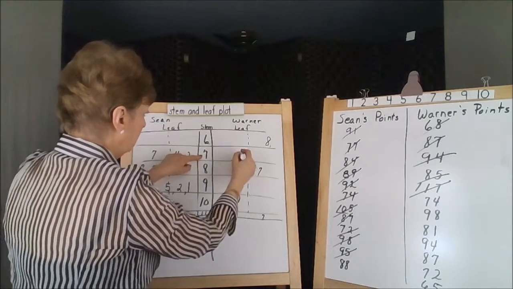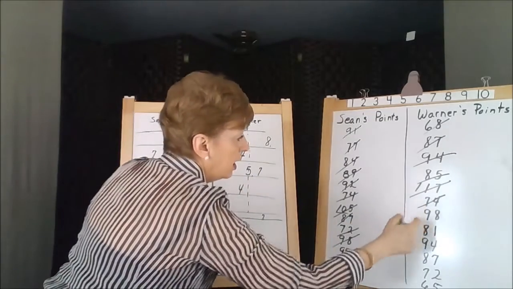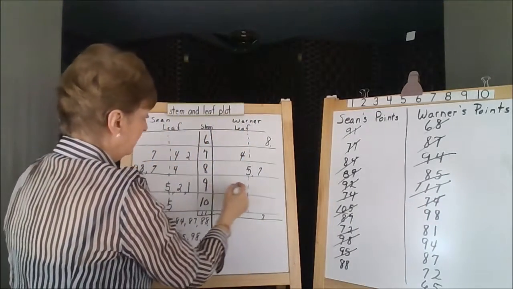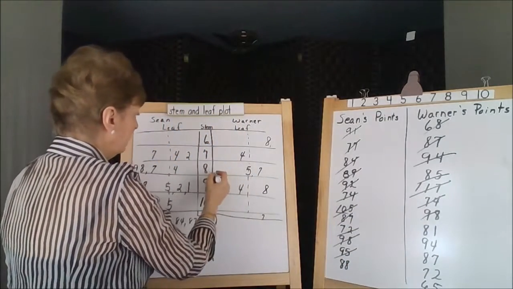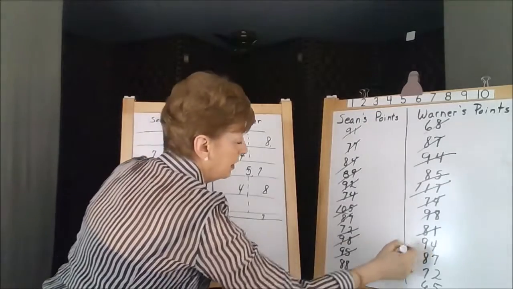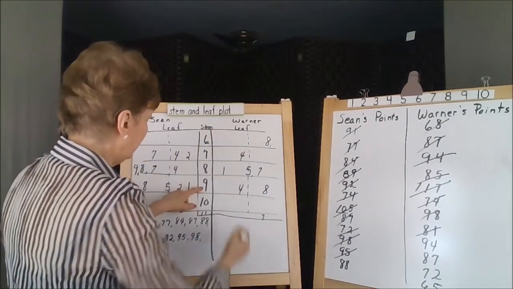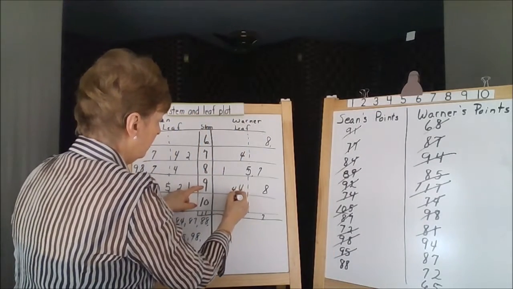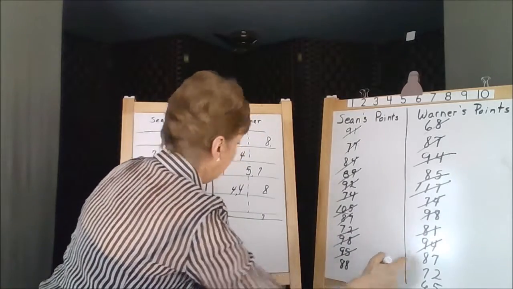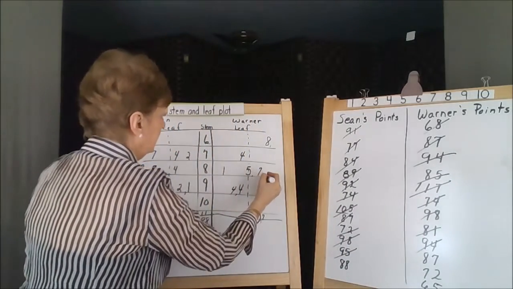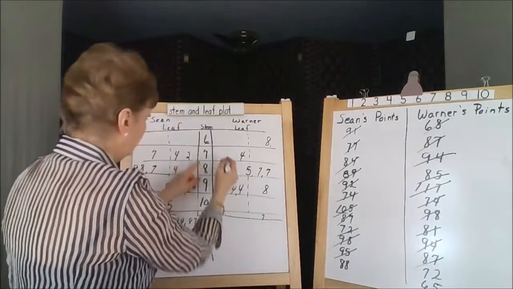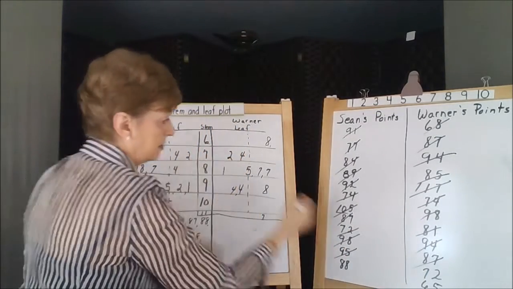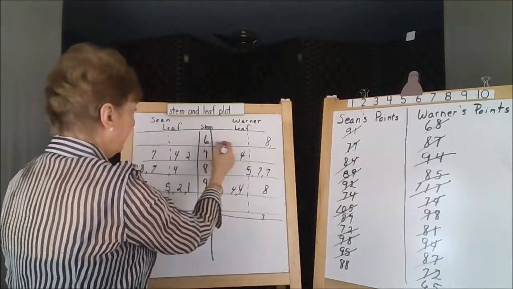74, 98, 81, 94, here's the 90 stem, that's another 4, 87, 72, and 65.